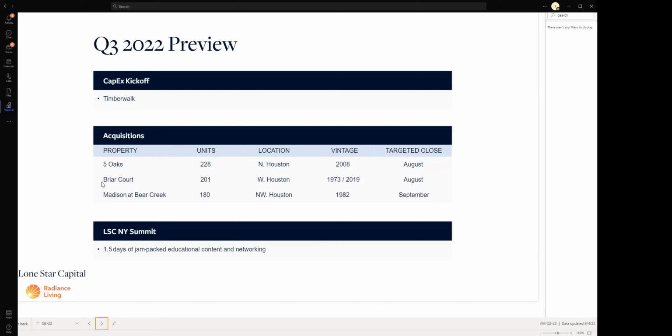Timberwalk, we acquired this property less than 2 weeks ago, but we're already soliciting vendors and speaking with contractors. So that is in progress. We'll have some updates for you next quarter.